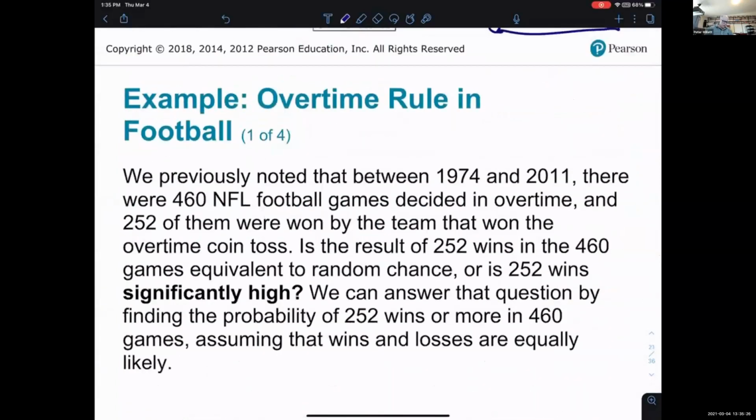Then it's going back to an overtime rule from before. We previously noted that between 1974 and 2011, this was from an early example, there were 460 NFL football games decided in overtime, and 252 of them were won by the team that won the coin toss. Is the result of 252 wins in 460 games equivalent to random chance, or is it significantly high? So I'm just going to look at this quickly, and then we'll do a problem in StatCrunch.